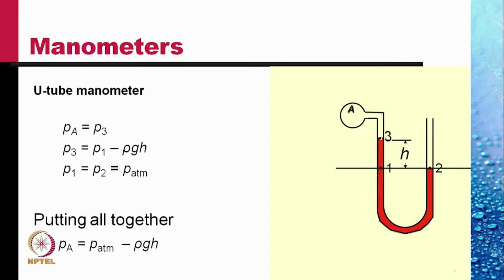Since the density of the gas is very small, we can say PA is like P3, and P3 is P1 minus rho gH, because from P1 we are going up a distance H. So it is minus rho gH, and P1 is equal to P2, which is equal to atmospheric pressure. Putting it all together, PA is equal to P atmosphere minus rho gH. The pressure of the gas inside the bulb is lower than the atmospheric pressure by an amount rho gH, where rho is the density of the manometric fluid in the tubes.